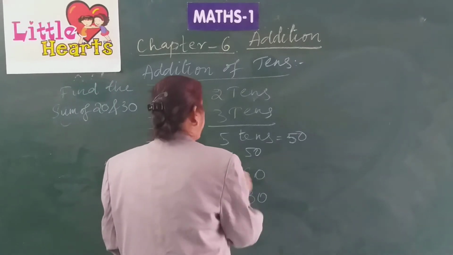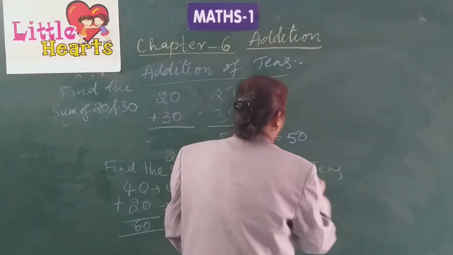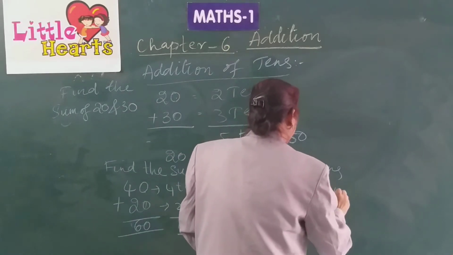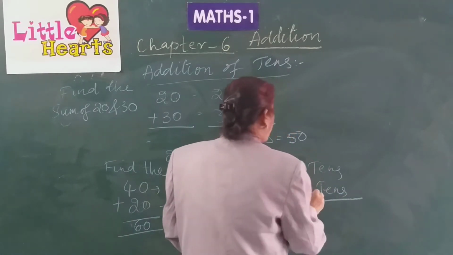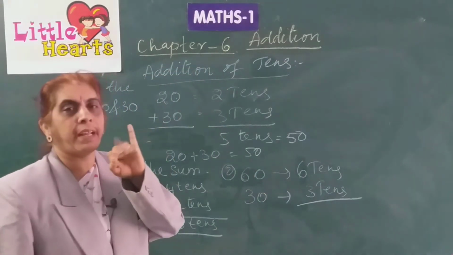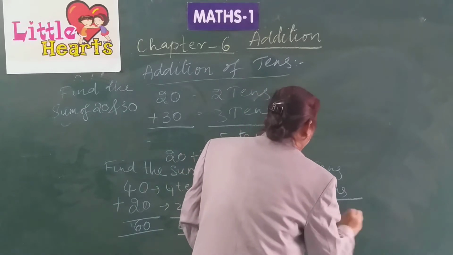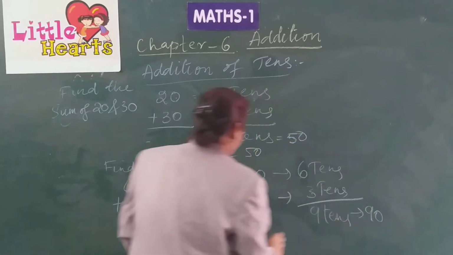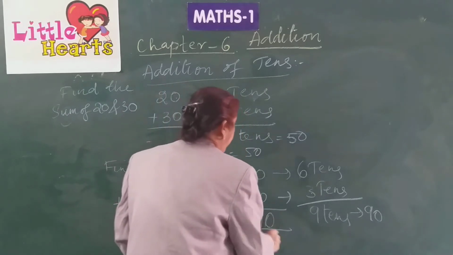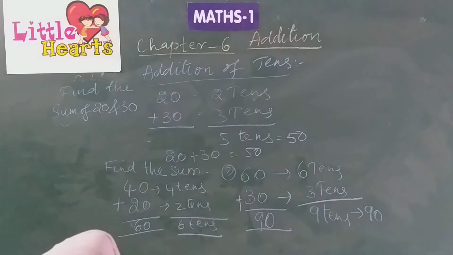60 plus 30. 60 is 6 tens. 30 is 3 tens. 6 plus 3. 3 fingers after 6: 7, 8, 9. 9 tens. 9 tens equals 90. So 60 plus 30 equals 90. In this way you can count tens by adding.